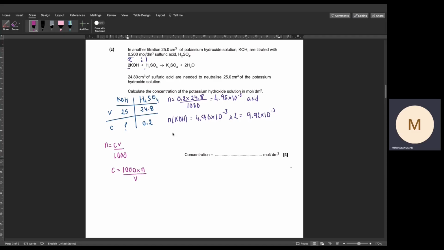So using this expression, concentration of KOH is equal to 1,000 multiplied by the number of moles we've just worked out, 9.92 times 10 to the minus 3, divided by the volume of KOH. Now the volume of KOH was 25. This gives us an answer of 0.968. This is our final answer, or you can round to the correct sig figs, 0.4, and that will get you 4 marks.